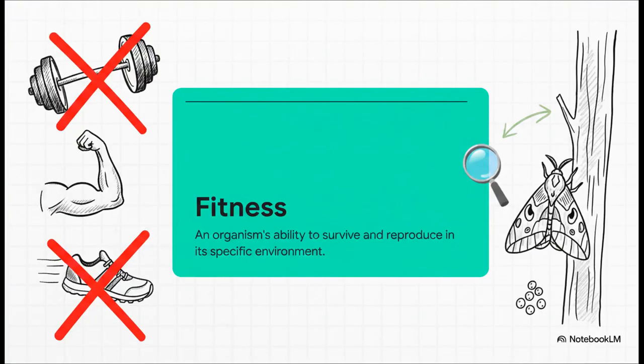Before we look at those other forces, we've got to clear up a really common misconception. The crucial point is this. In biology, fitness does not mean hitting the gym, being the strongest, or being the fastest. Not at all. It simply means an organism's ability to survive and produce the most surviving offspring in its specific environment. A totally camouflaged moth that barely moves but survives to lay thousands of eggs, that moth is infinitely more fit than a super strong, fast moth that gets eaten before it can reproduce.